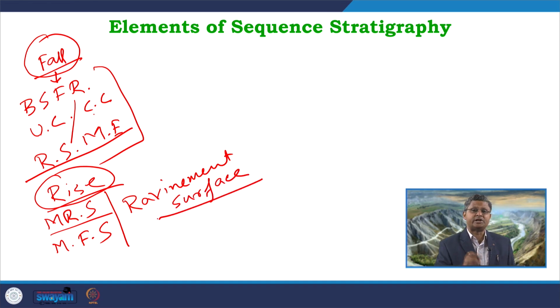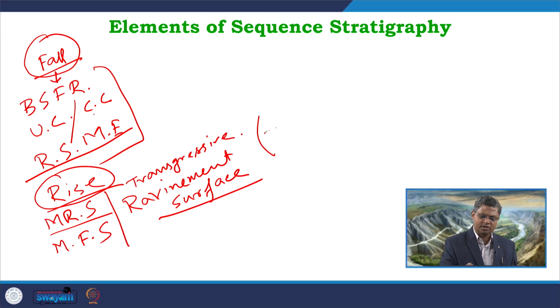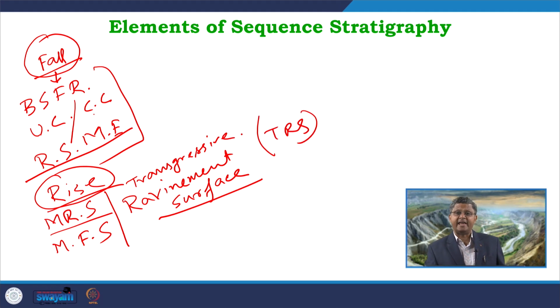Since it is associated with transgression, they are also often called transgressive ravinement surfaces, in short TRS. Depending on the agent or mechanism of this ravinement, that means erosion, we can identify them as either tidal ravinement surface or wave ravinement surface.